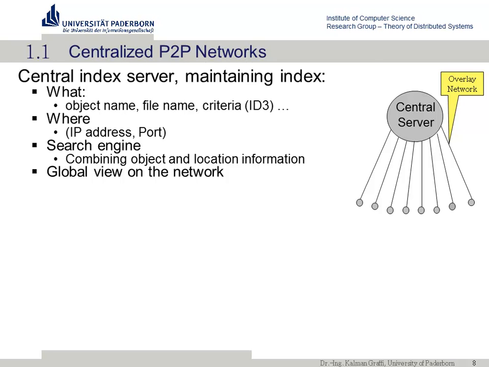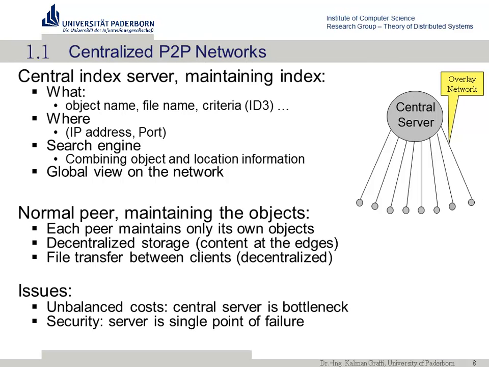So what you have to do is, if you are a peer, you have your own objects. Looking at the whole peer-to-peer network, you have it decentrally stored with a centralized index, and it's very simple to operate. There's an example of how this is working out.